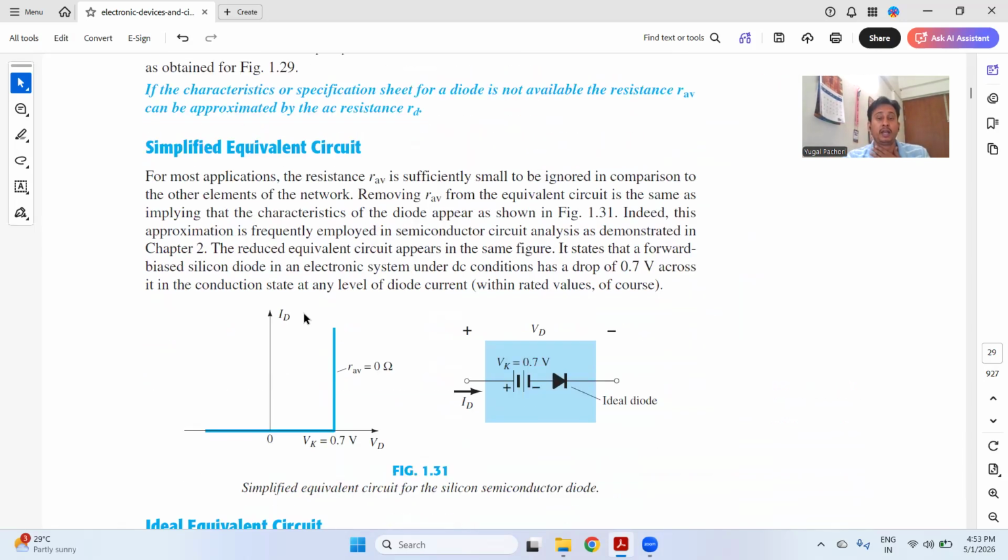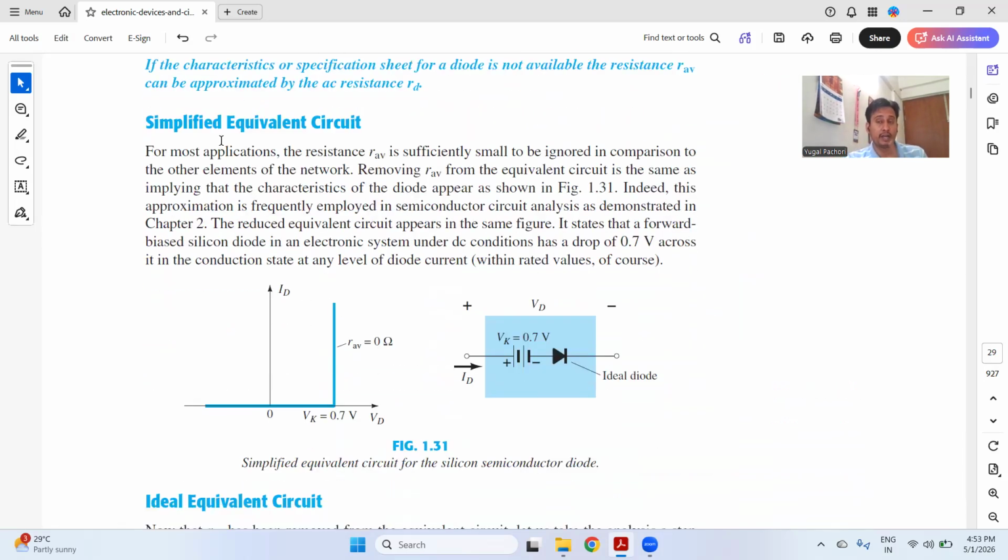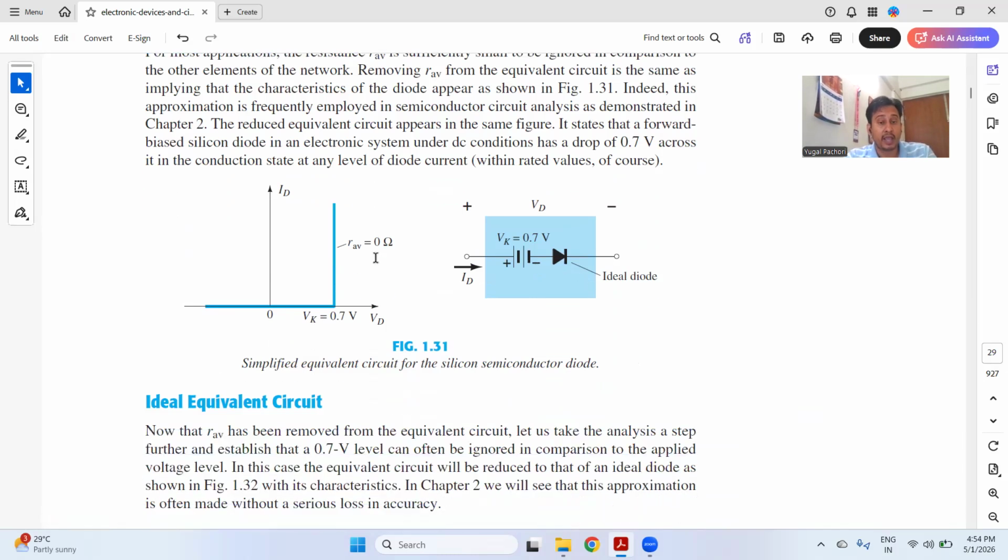So continuing further, now this is the simplified equivalent circuit. I told you the piecewise equivalent circuit. Now look at the simplified equivalent circuit. There is just a cut-in voltage of 0.7. The voltage VD is increasing, you can see in this blue line. And as soon as the cut-in voltage is achieved, the current goes straight away. So at 0.7, the current increases rapidly in a straight line. So this is a simplified version of the diode, a simplified symbol of the diode without the average resistance. But it doesn't exist practically. It is simplified.